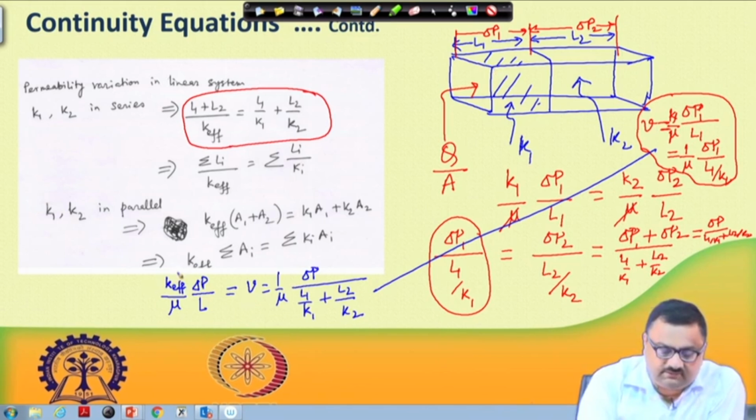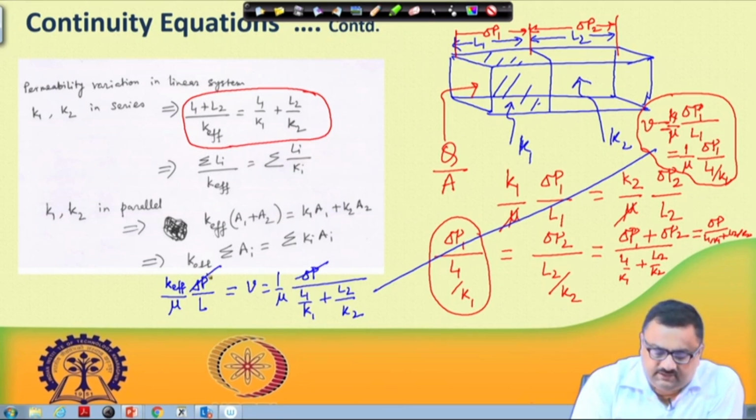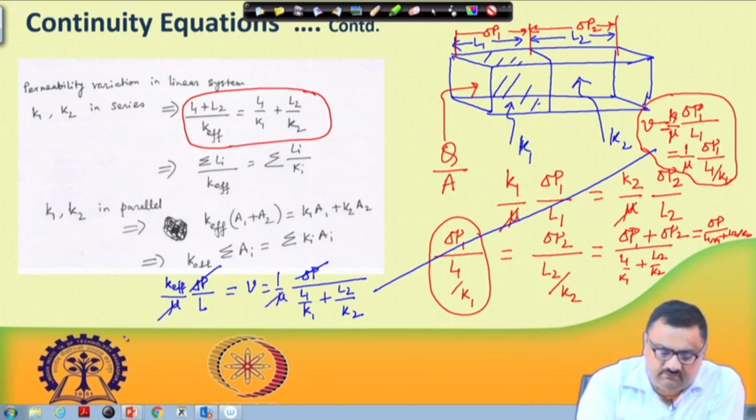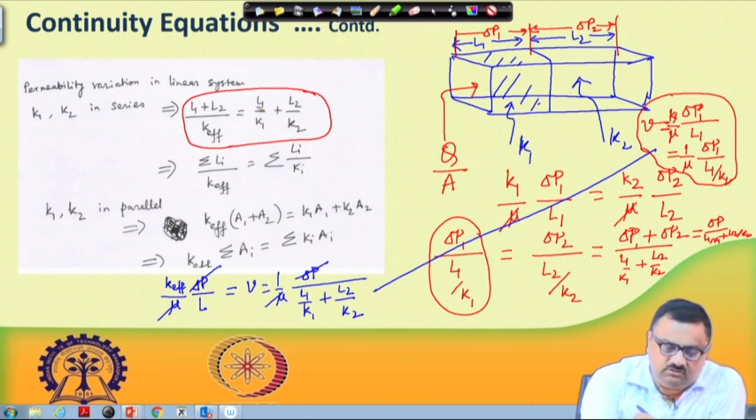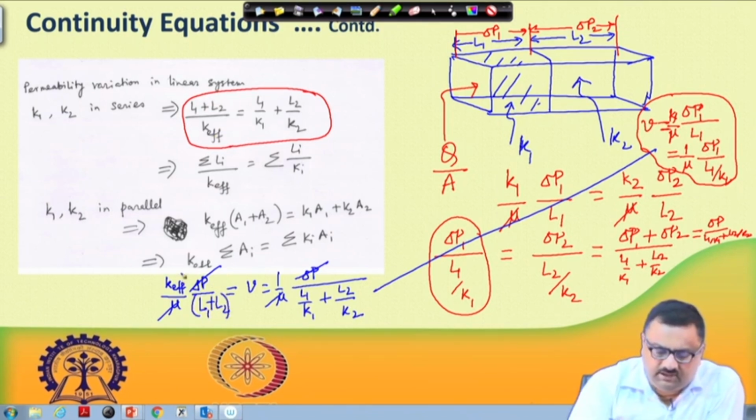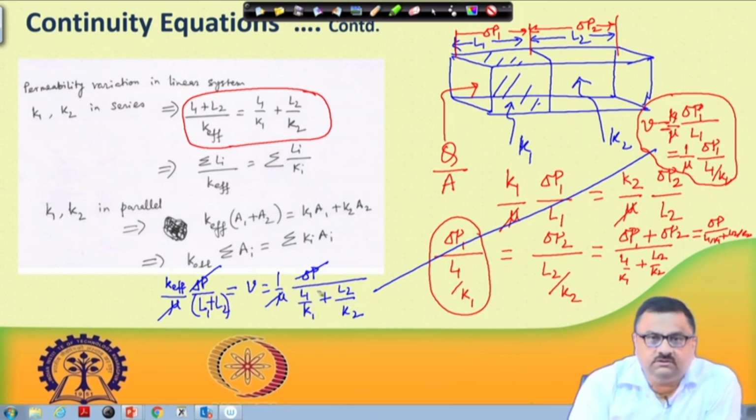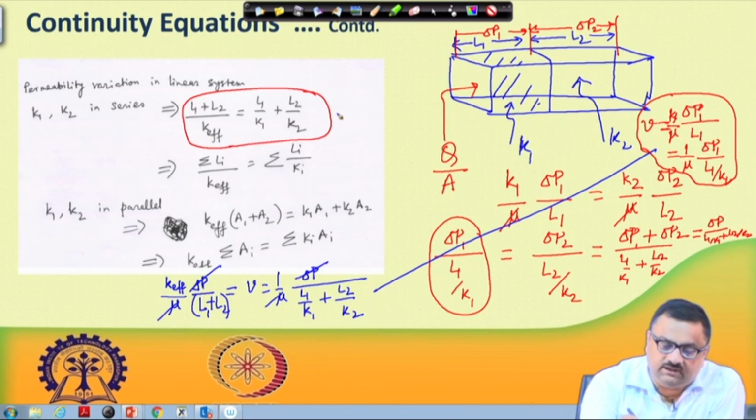So, that is how V is expressed. So, this magic permeability we are looking at. If we look at it, automatically I can see this delta P is cancelling out here, mu is cancelling out here. So, essentially you get L, where L is basically L1 plus L2. So, L1 plus L2 divided by K effective is equal to L1 by K1 plus L2 by K2. So, this is what you are arriving at.